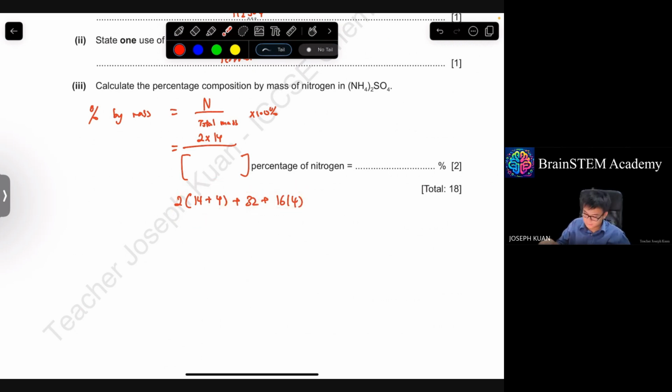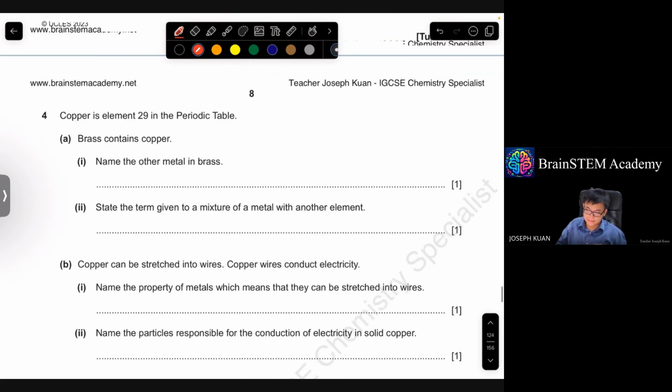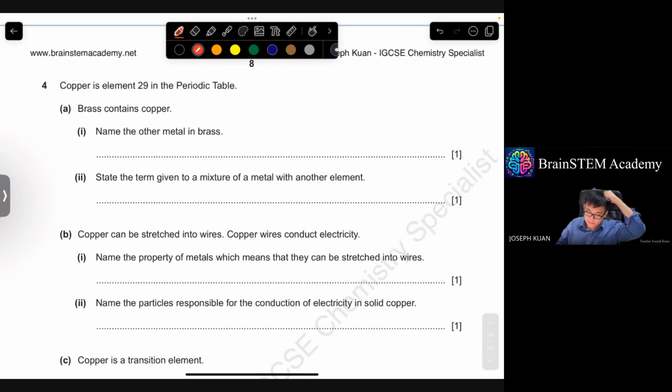Allow me to punch these numbers into my calculator. 2 times 18 plus 32 plus 16 times 4. You get 132. So 28 out of 132 times 100% makes a grand total of 21.2%.